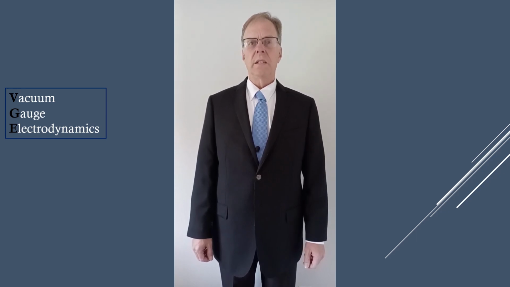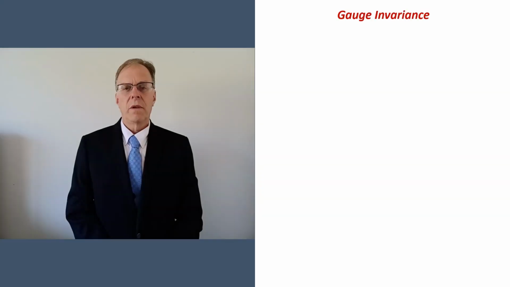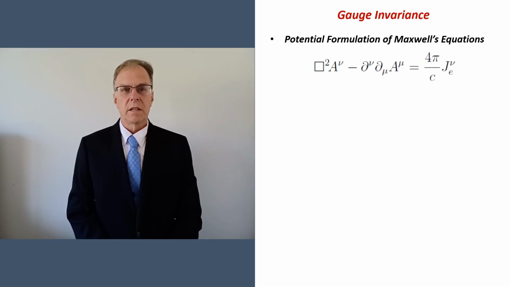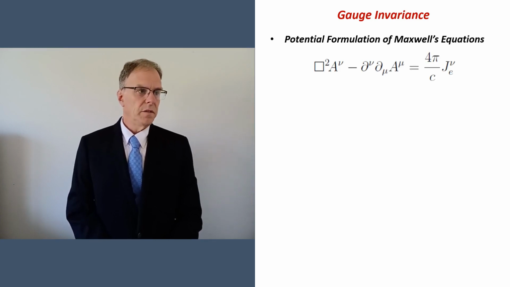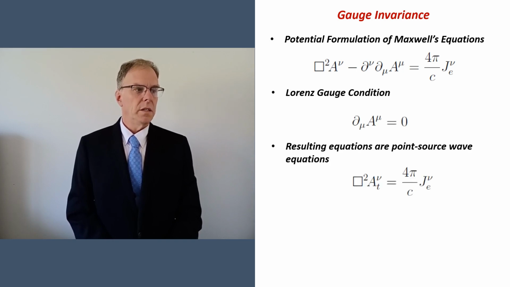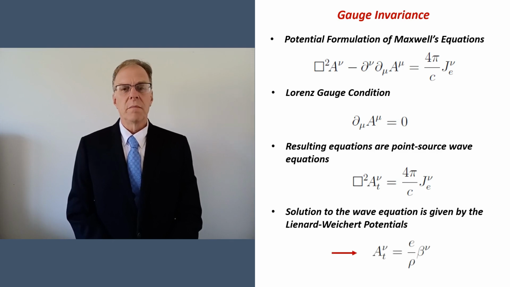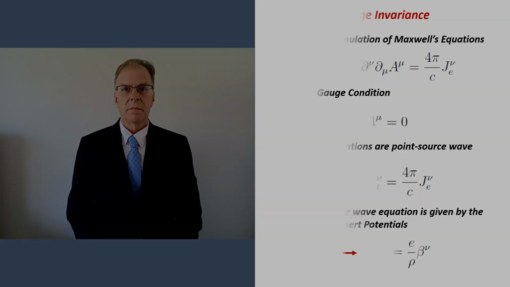To begin, we need to say a few words about gauge invariance. If we write the potentials formulation of Maxwell's equations for a classical electron, we know the fields follow most simply by applying the Lorentz gauge condition. The resulting point source wave equation has a solution that's given by the Liénard-Wiechert potentials.